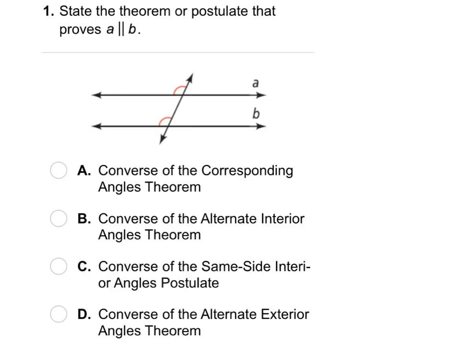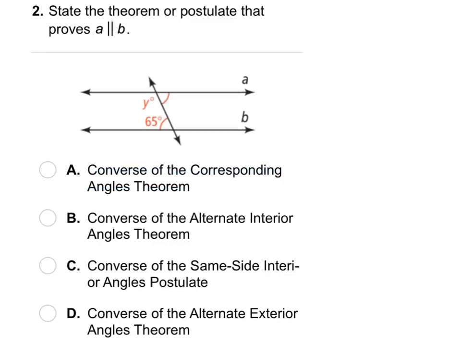Okay, guys, once again, these would be some you tries in class. So for number 1, it wants me to state the theorem or postulate that proves that line A is parallel to line B. If we take a peek at these two angles, pretty much all I need to do is figure out the relationship of those two angles, and those angles are corresponding. So we're going to use the converse of the corresponding angles theorem.